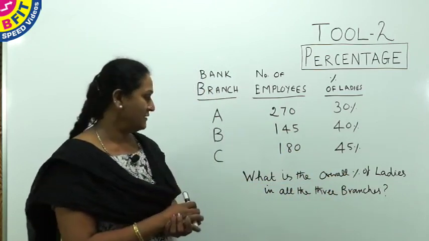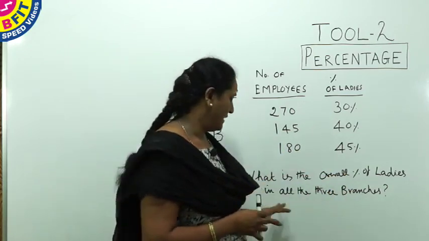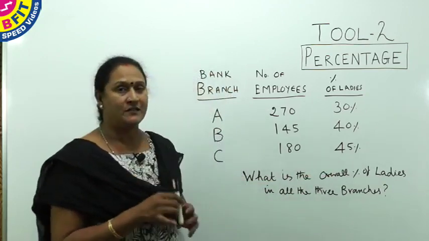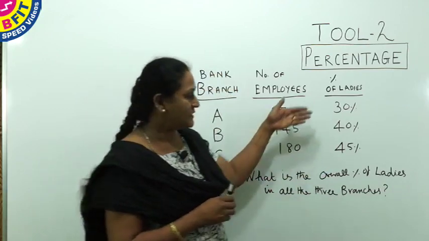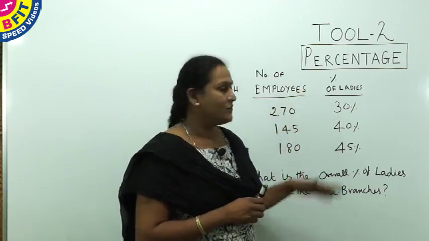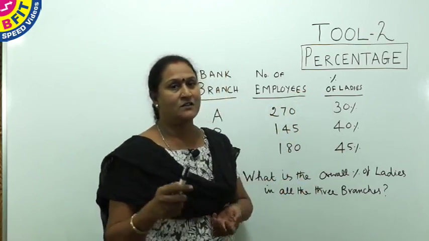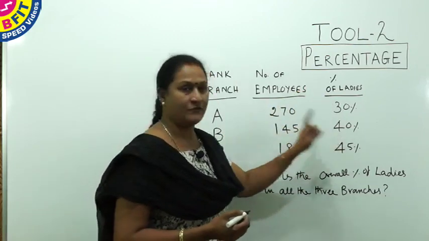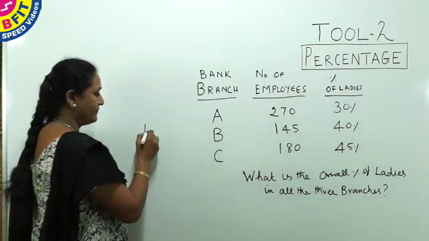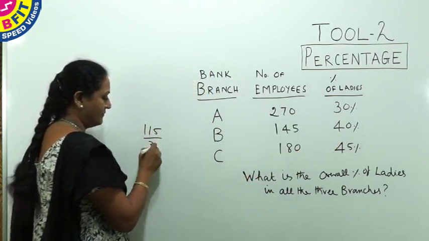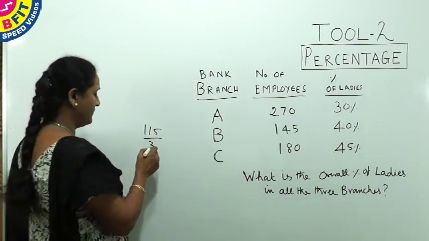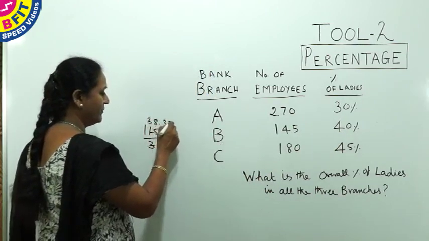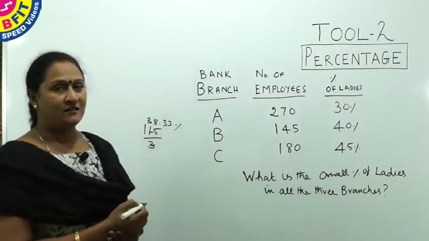Now what is the question? What is the overall percent of ladies in all the 3 branches? So we are asked to find the overall percentage of ladies. The percentages given are 30, 40, 45. Adding all and dividing by 3: 30 plus 40 is 70, plus 45 is 115, divided by 3 gives 38.33%.